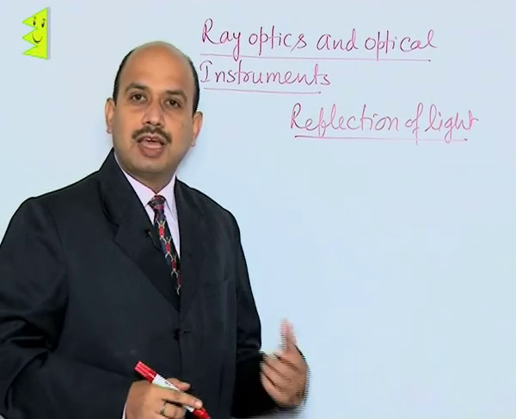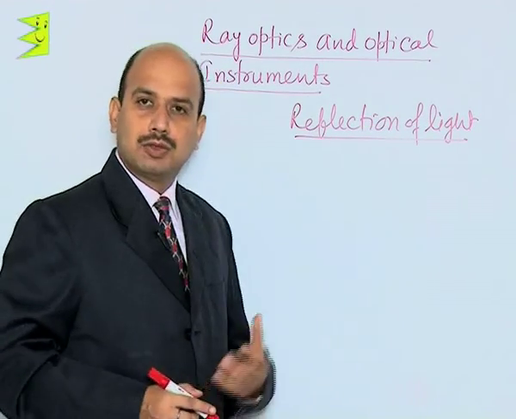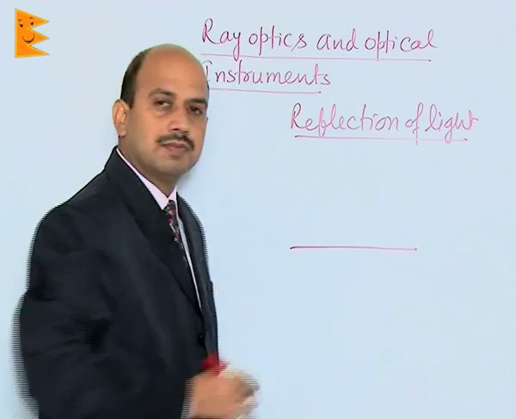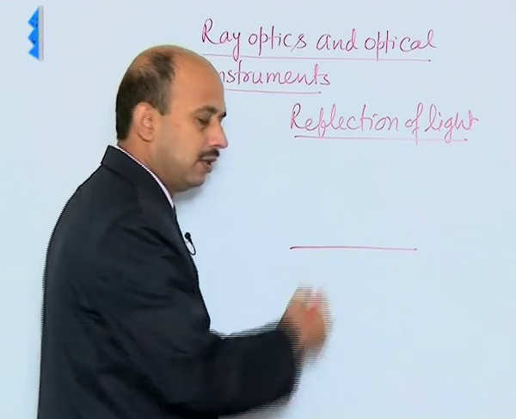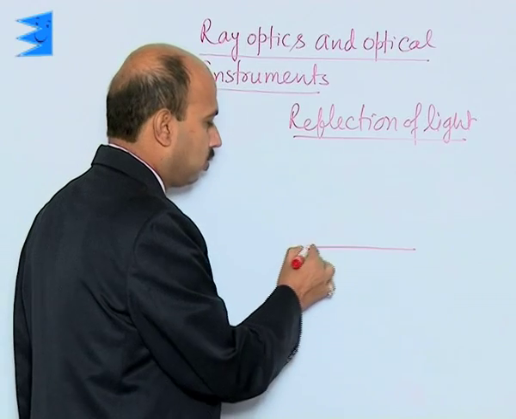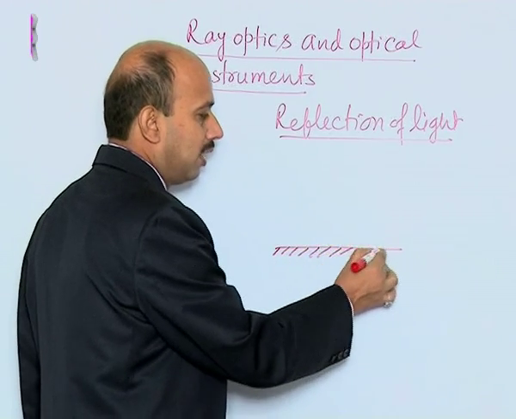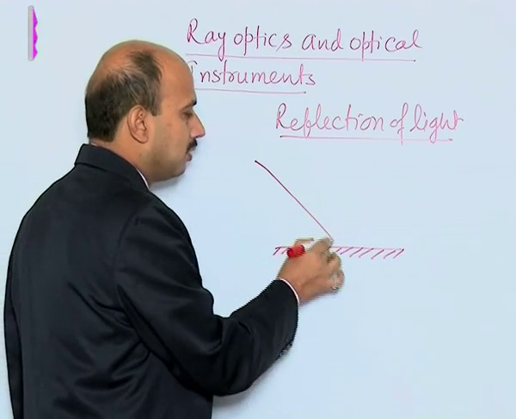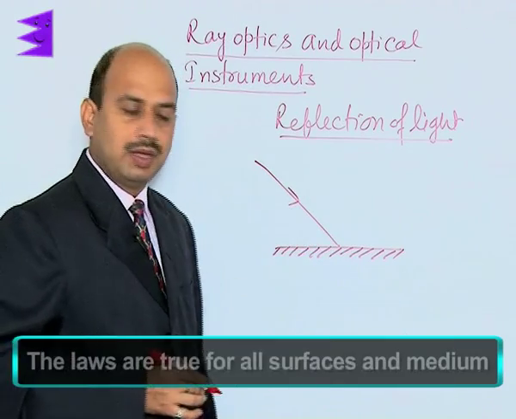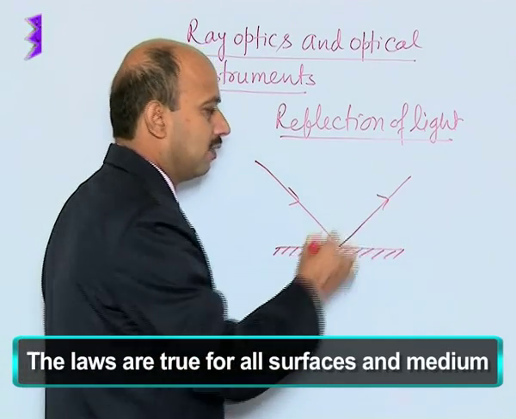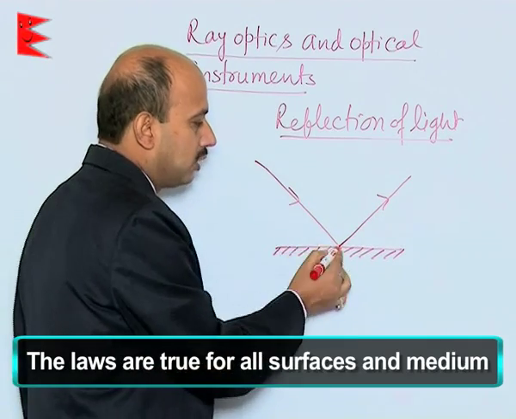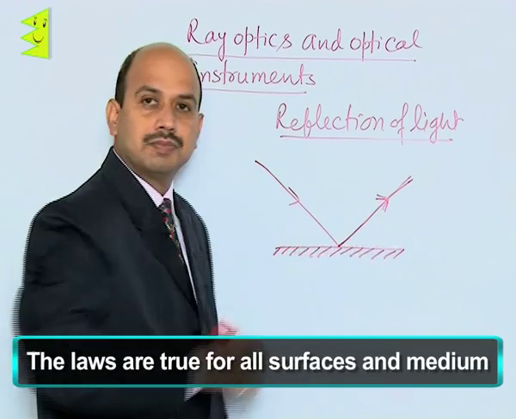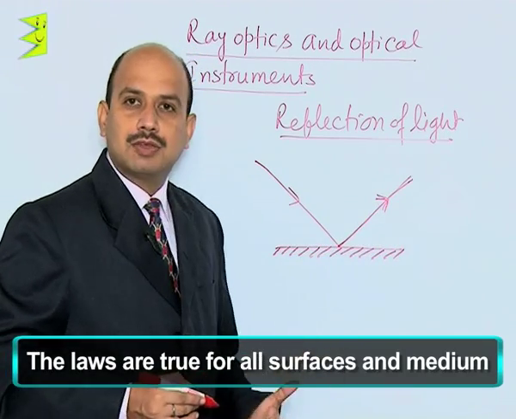Reflection is the phenomenon of the change in the path of light without change in the medium. Suppose I have taken a thin glass plate and one side is highly polished. We take one ray, and the light falls on this surface in this way and goes to this side after reflection. So after striking this surface, it comes back in the same medium, and this phenomenon is known as reflection of light.